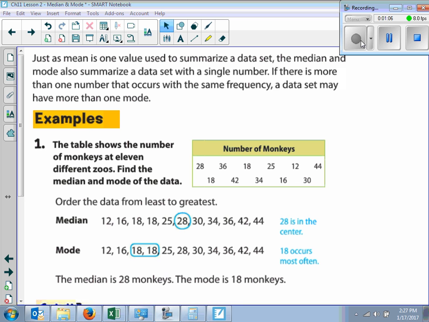So just as the mean is one value used to summarize a data set, the median and the mode also summarize a data set with a single number. If there is more than one number that occurs with the same frequency, a data set may have more than one mode. You need to make sure that you know that.